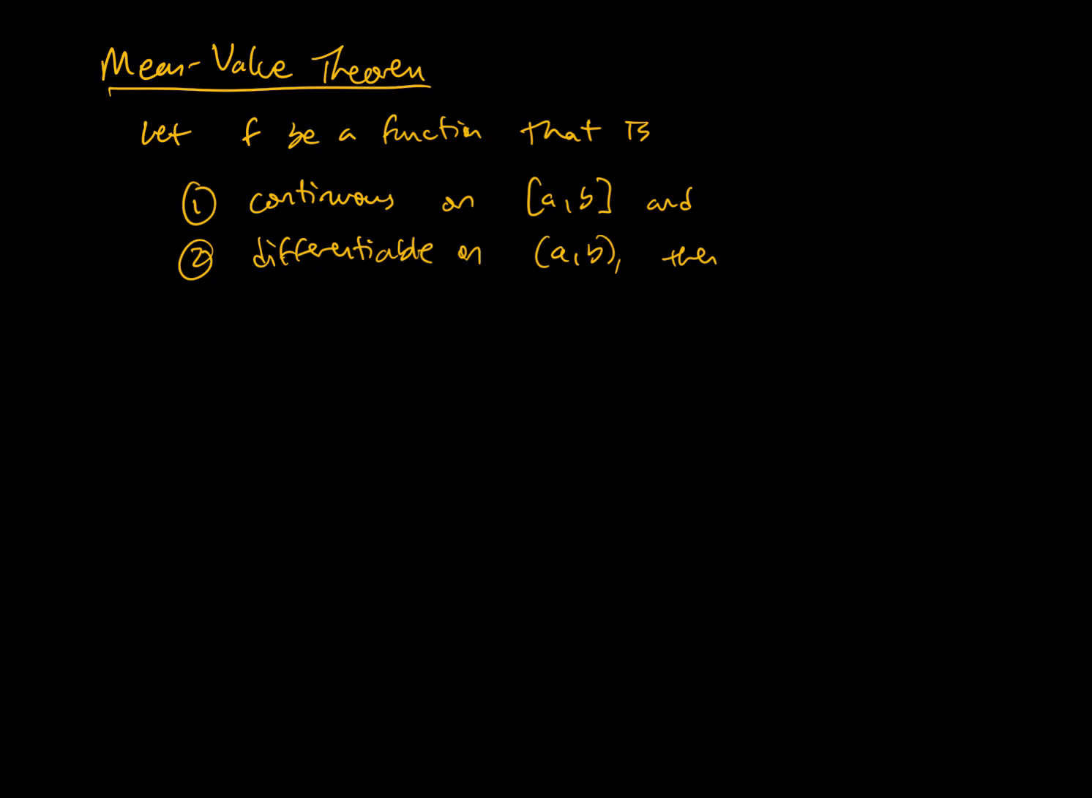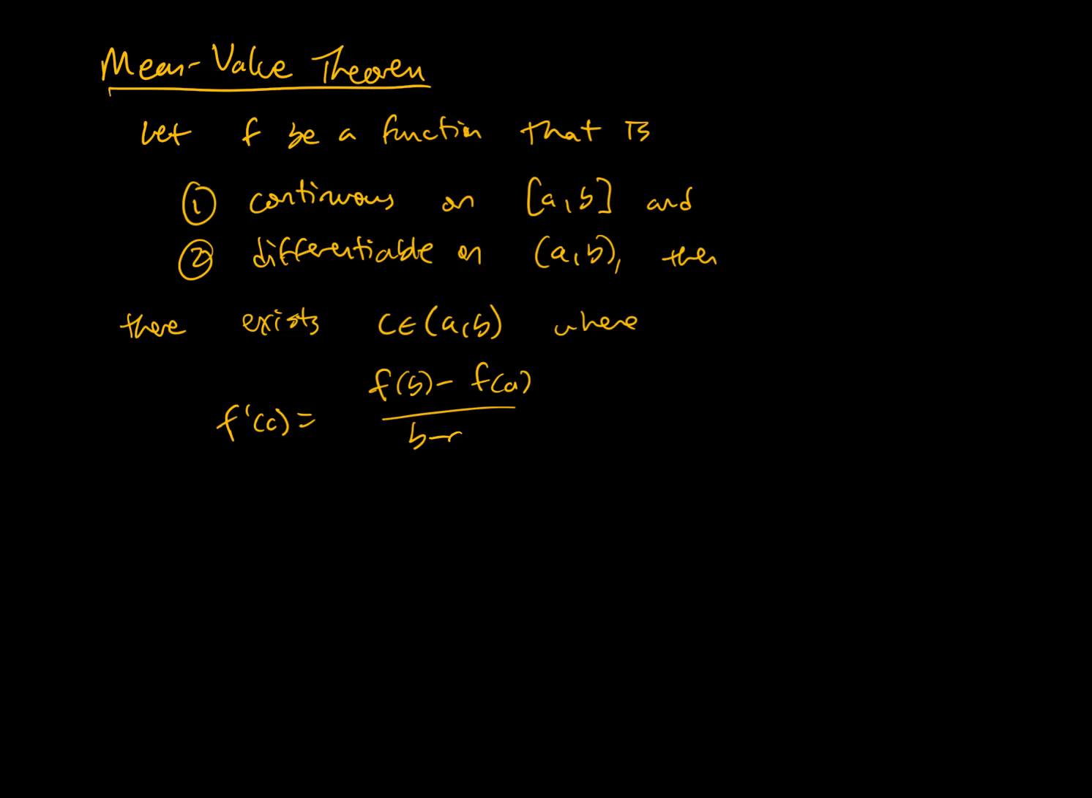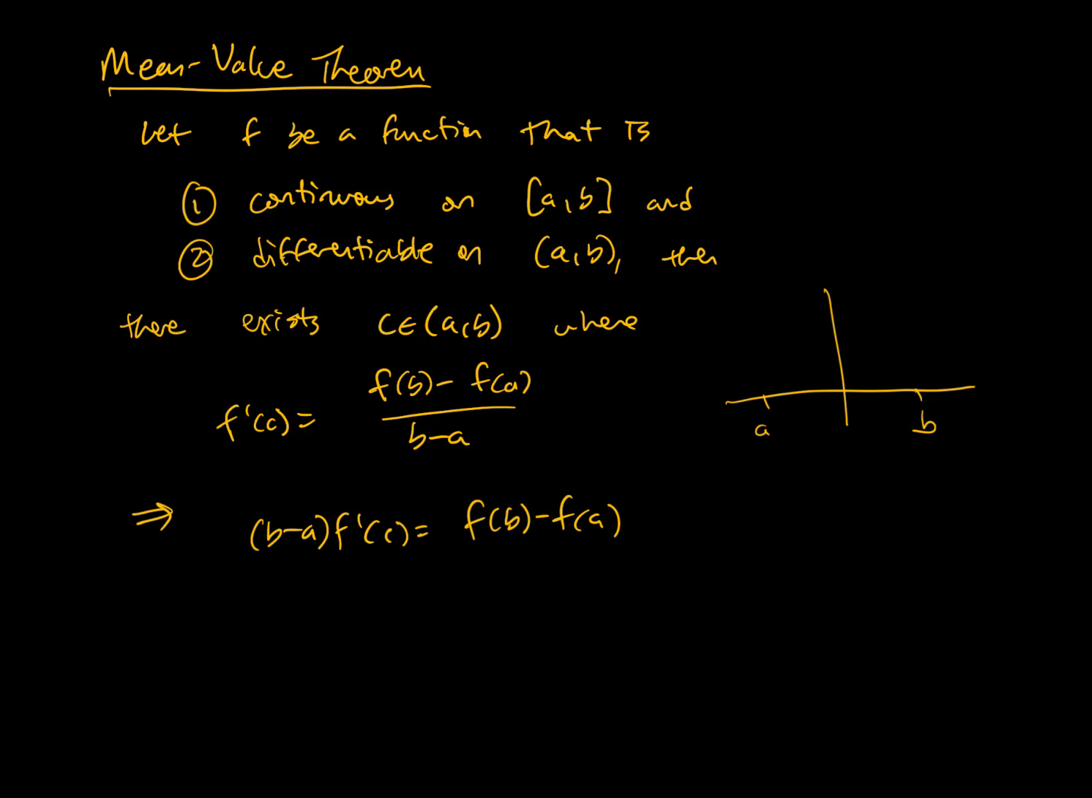Okay? So if you have that, then there exists a c somewhere between a and b, where when you take the derivative at c, you get f of b minus f of a over b minus a. Or if you do some algebra on this, you could say that b minus a times f prime of c equals f of b minus f of a. What on earth does this mean? And that's a fair question. It takes a little while to read mathematics well.